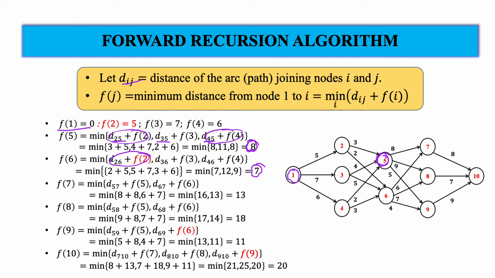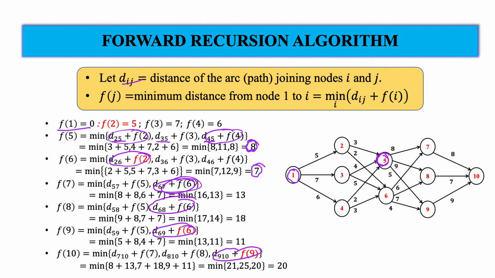Okay, now for 7 we will do the same calculation. Minimum is 13, you are getting from 6 to 8. For 8, the minimum you are getting from 6 to 8. For 9 you are getting from 6 to 9. Okay, like that you have done. Again, in the final case, from 1 to 10 you get the minimum from F9 to 10.